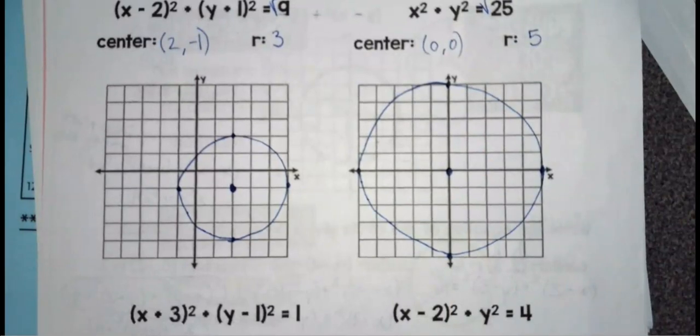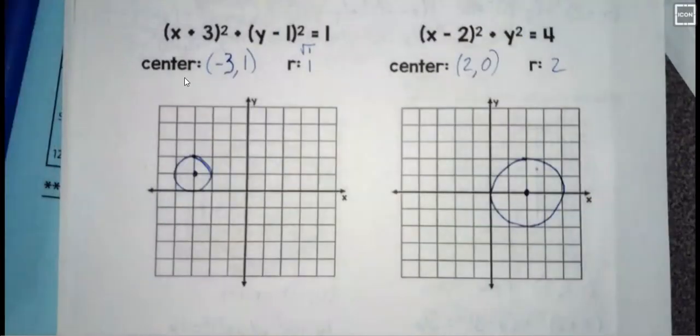I'm going to pause my screen. I want you to graph these last 2, and then I'm just going to show you what they look like. These are the circles. -3, +1, with a radius of 1. 2, 0, with the radius of 2.